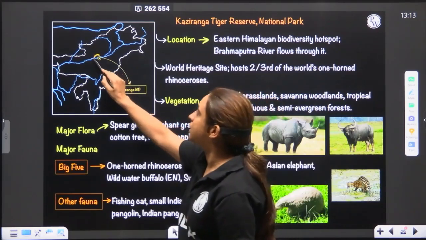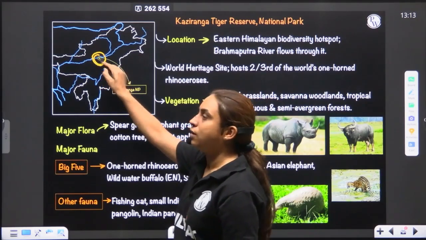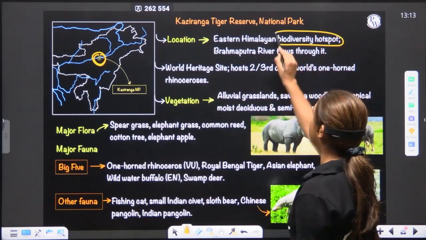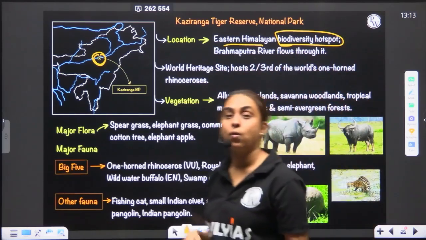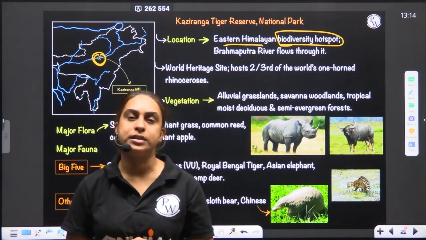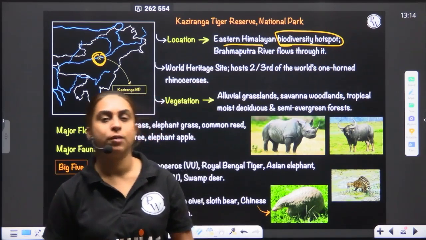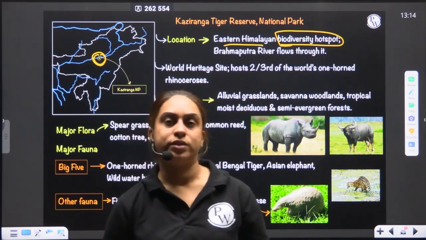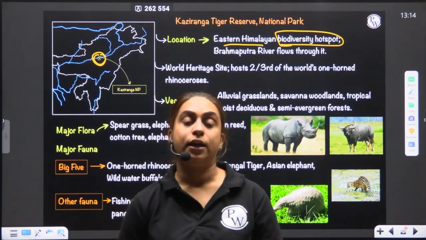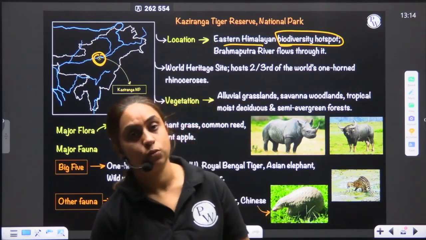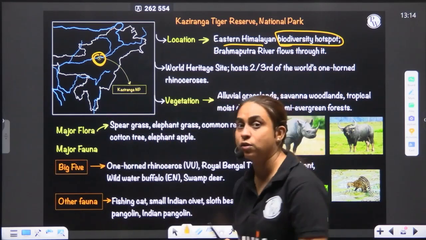Coming on to a very famous national park that we might have already heard, that is your Kaziranga National Park, from which your Brahmaputra flows. It is one of the biodiversity hotspots along the eastern Himalayas. What is a hotspot? Where there's a lot of biodiversity, that is called a biodiversity hotspot. This concept was given by Norman Myers, which has a lot of biodiversity, and it also is threatened. The biodiversity is under some threat. So these are the 2-3 important criteria for a biodiversity hotspot.